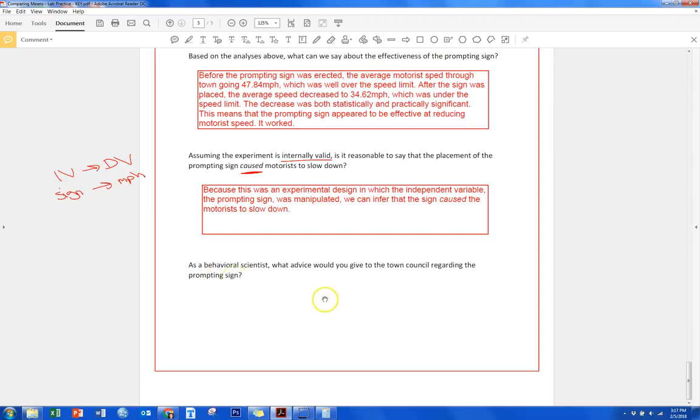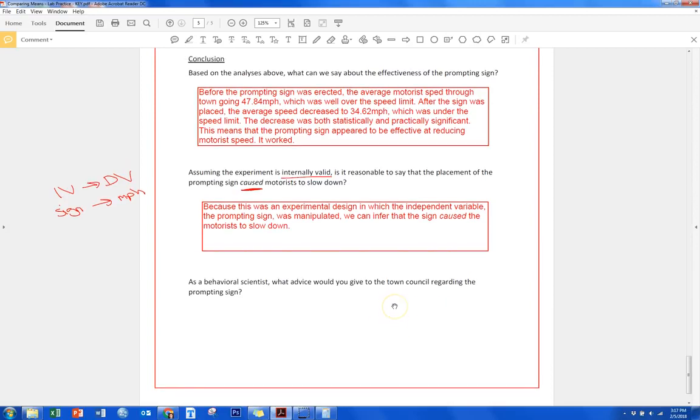Finally, as a behavioral scientist, what advice would you give to the town regarding the prompting sign? Okay, so now implications of this. What are their options? They could leave the sign up. They could take the sign down. They could add another sign.